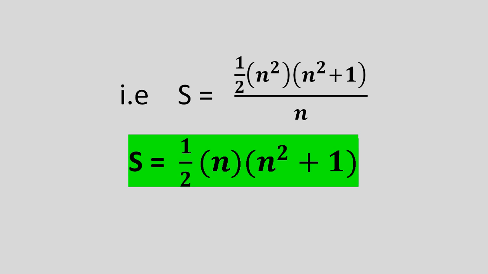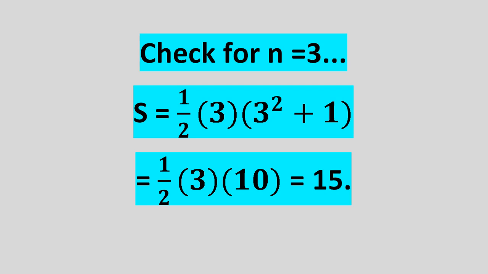And we can check for the case n equals 3. S is equal to a half times n times n squared plus 1, which is a half times 3 times 3 squared plus 1, when n is equal to 3, which is a half times 3 times 10, which is 15, which we found earlier.